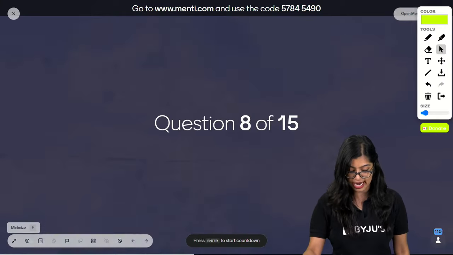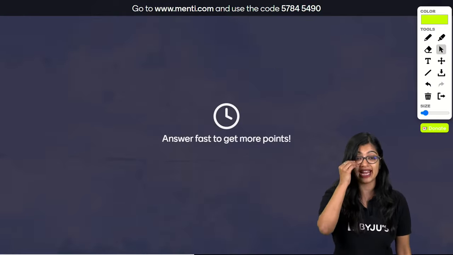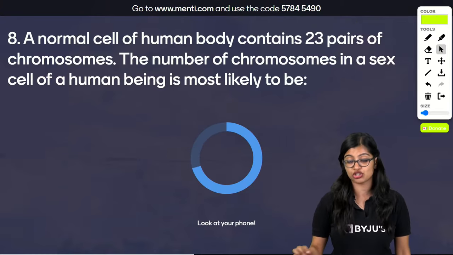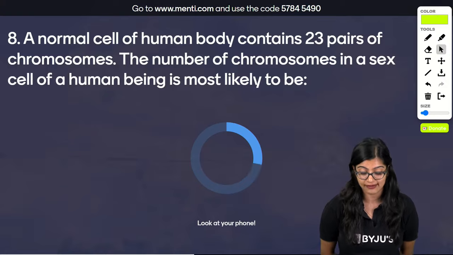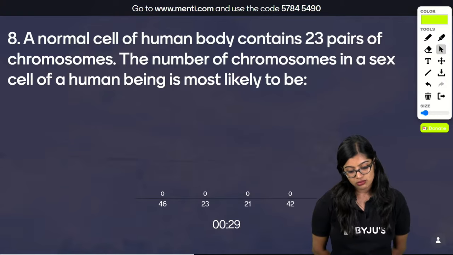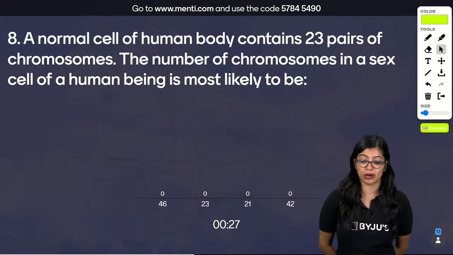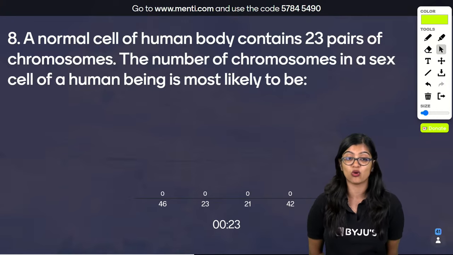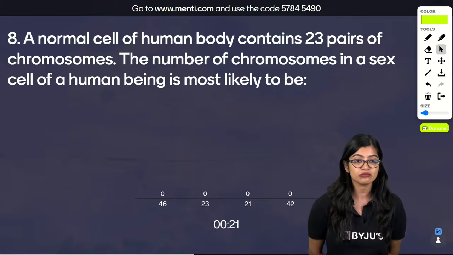Moving on to question number 8, everybody. Question number 8 on your screen now. For those of you who are having parallel conversation in chat, kindly avoid having them. A normal cell of a human body consists of 23 pairs of chromosomes. The number of chromosomes in a sex cell of a human being is most likely to be how many?